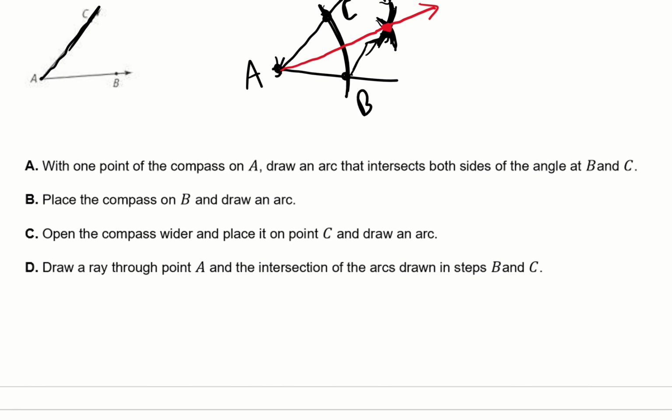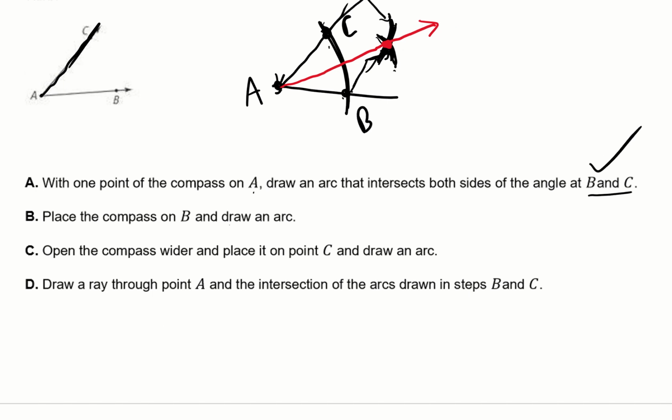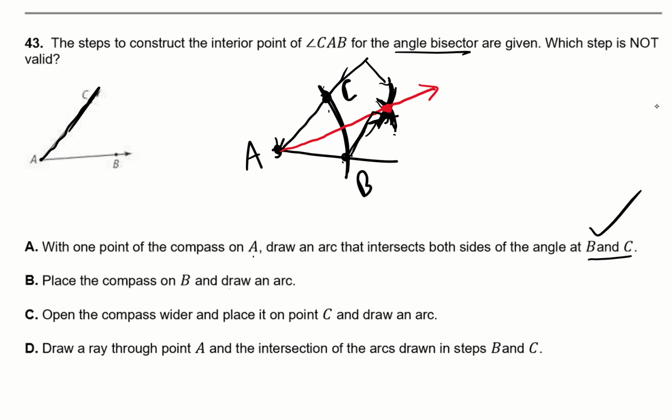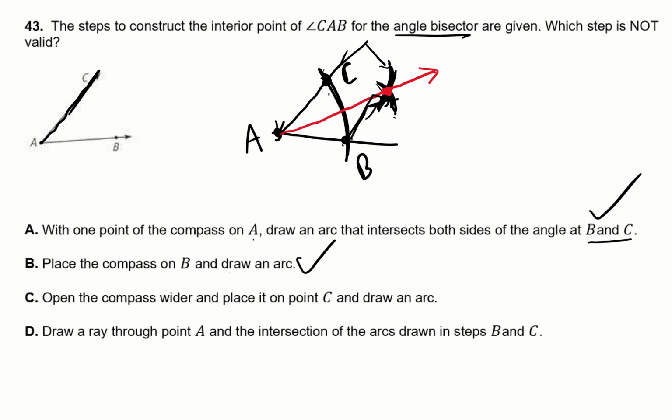All right, so part A, with one point of the compass on A, draw an arc that intersects both sides at B and C. We mentioned that. That's one of the things that you do. Place the compass on B and draw an arc. We mentioned that. That's what you're going to do. Open the compass wider and place it on point C and draw an arc. Well, it says you're going to open the compass wider. That's incorrect. You don't want to do that because you want to keep the setting the same. As I mentioned, you're going to keep the setting the same for B and C. Draw a ray through point A in the intersection. Yes, that's true. So which step is not valid? That's going to be C.